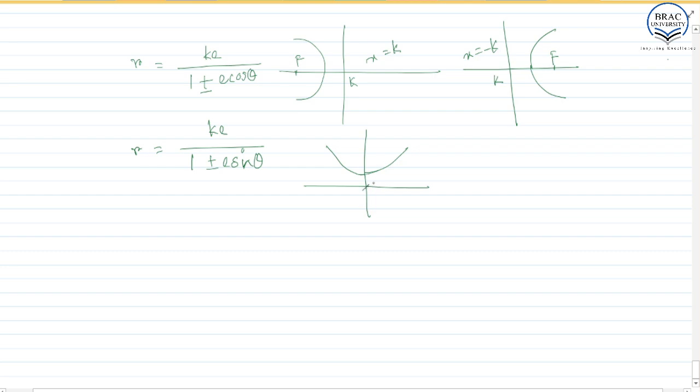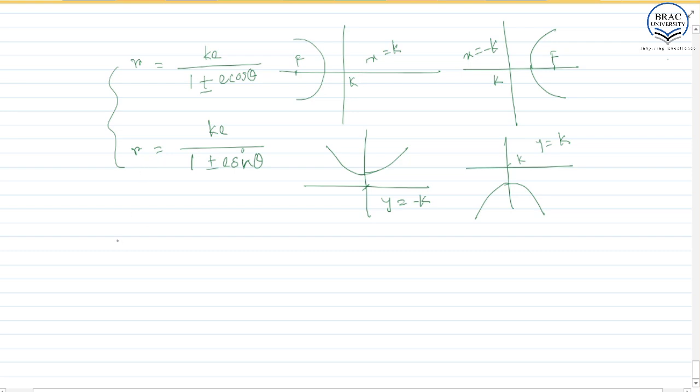So we have a directrix. This is our directrix. So it has an equation like y equals minus k. And when we have a positive sign here, we have this conic section which has the directrix here, so at y equals k. So these are the four possibilities of our polar equations of conic sections.